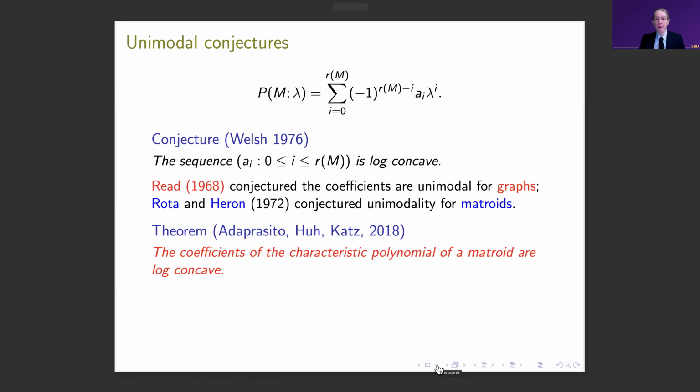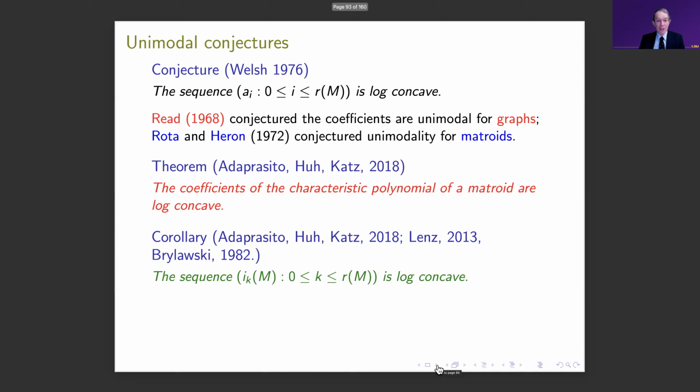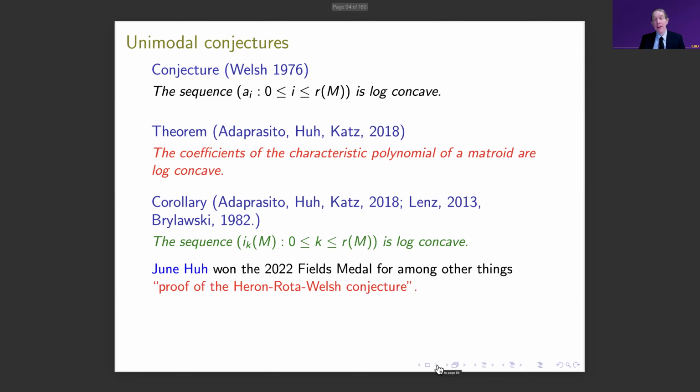Now, many of you know what's coming next. In 2018, Adiprasito, Huh, and Katz proved Dominic's conjecture, that the coefficients of the characteristic polynomial of a matroid are log concave. And now you remember that first sequence that I talked about, the independence numbers in a matroid? Well, a consequence of this theorem of Adiprasito, Huh, and Katz is that that sequence of independence numbers is also log concave. And interestingly, that comes from an observation that was made by Matthias Lenz in 2013. But if you go back 30 years before that, Tom Brylawski had observed this back in 1982. And now you'll know that June Huh won the Fields Medal in 2022 for, among other things, proof of the Heron-Rota-Welsh conjecture.